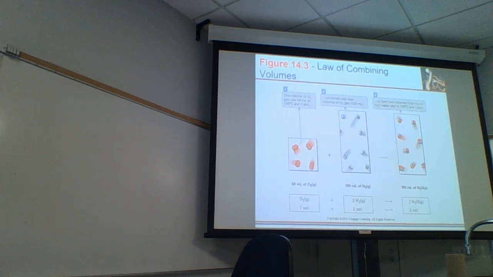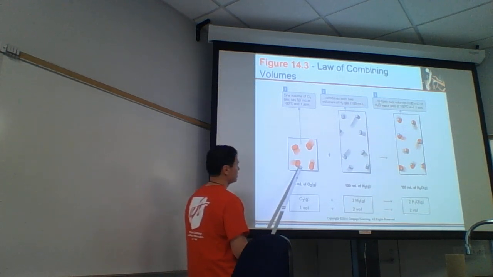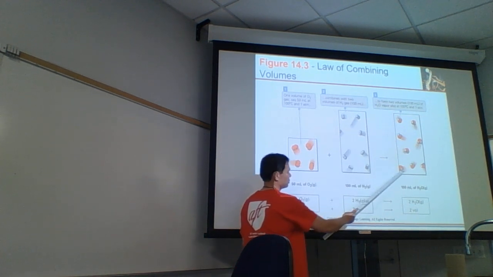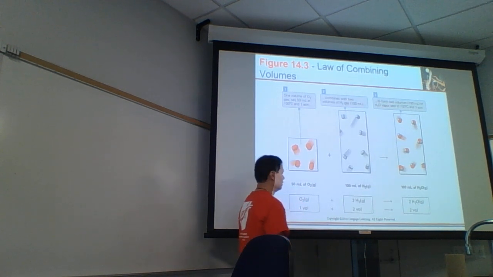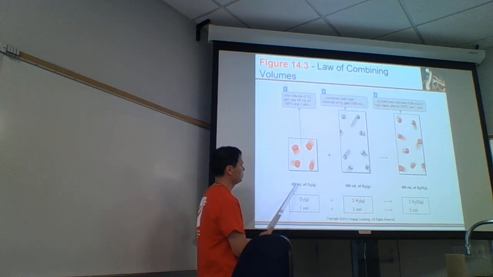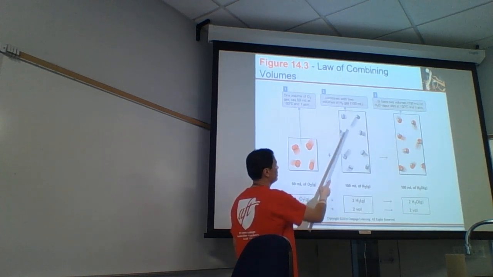This is called Avogadro's law. In other words, the volume of the gas is directly proportional to the number of moles, or the amount of the gas. What we're going to do is keep the pressure and the temperature the same for all of these, and just look at the volume. So if I have 50 milliliters of O2, 100 milliliters of H2 would be twice as much gas, that is, twice as many molecules.